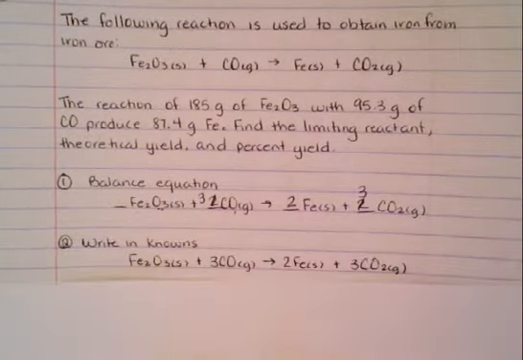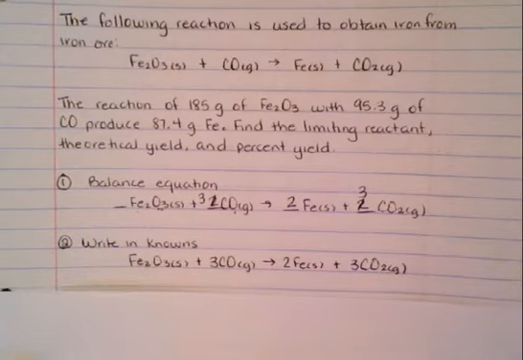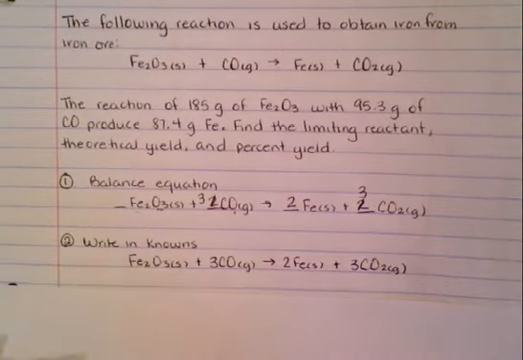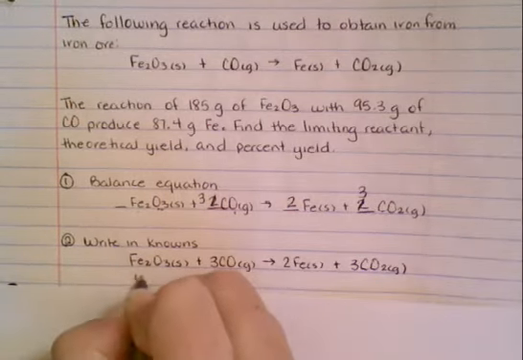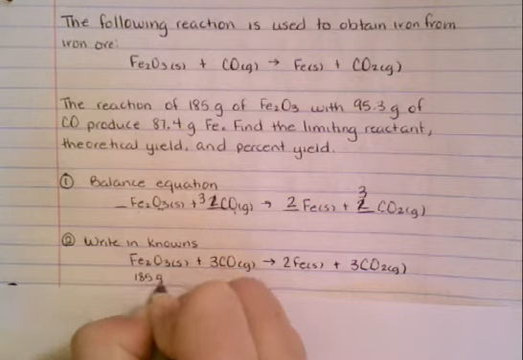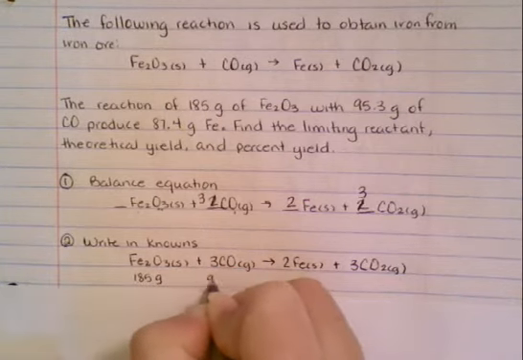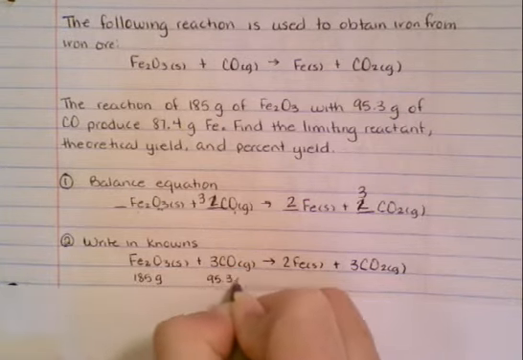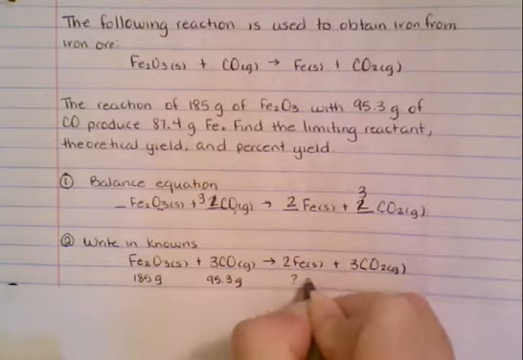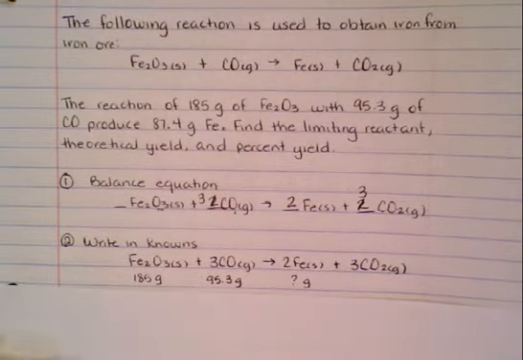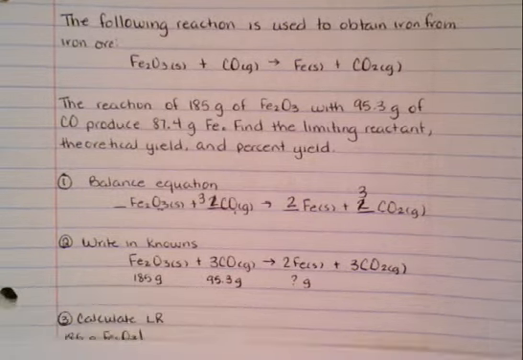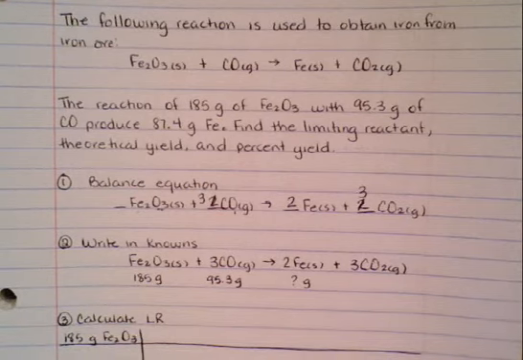Next, we want to label the quantities on that balanced equation. So we were originally given 185 grams of this and 95.3 grams of this, and we want to find iron. So we're going to do what we did before. We're going to calculate the limiting reactant. So we're going to start with the two givens, and we're going to calculate the final answers of each. So try this on your own and see how you do.